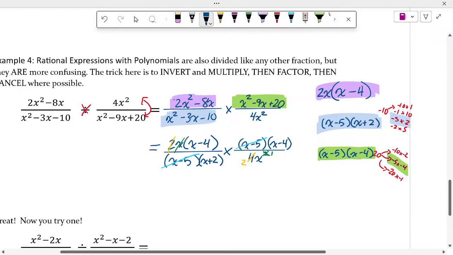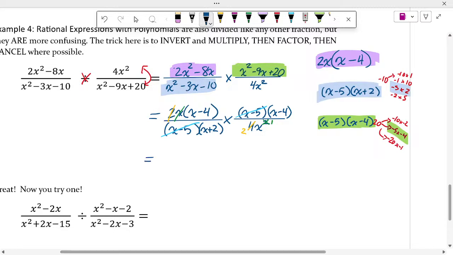All right. So what we're left with is what? On the top, we have x minus 4 times x minus 4. And on the bottom, we have 2, right? And then x, and then multiplied by what?